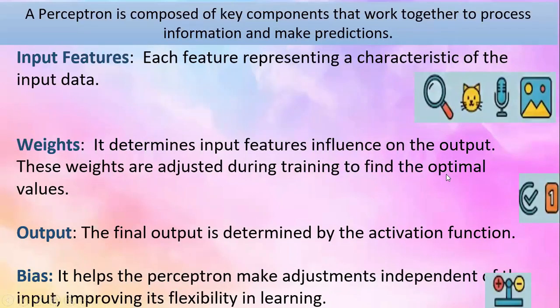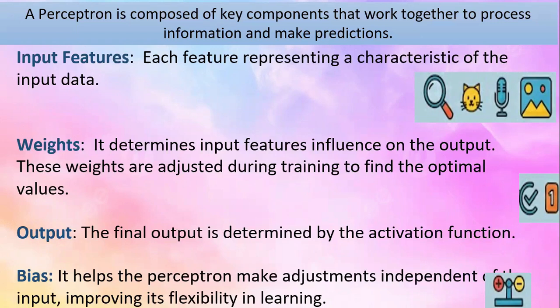Generally, the perceptron works on various key components. The first component is the input feature. This is basically the basic characteristic of the data element which will be used for framing the network. The second component is the weight. It determines how much influence a given input has on the output, and it is adjusted during the training sessions.